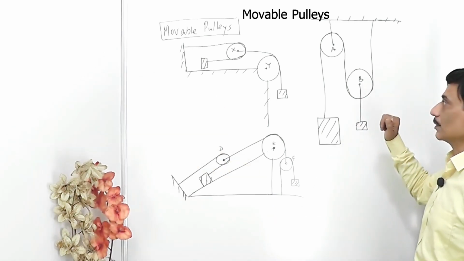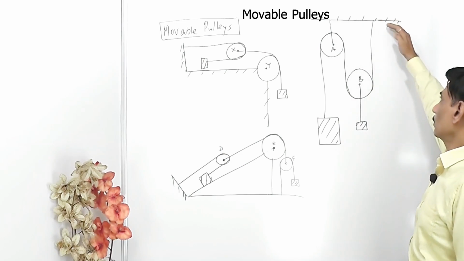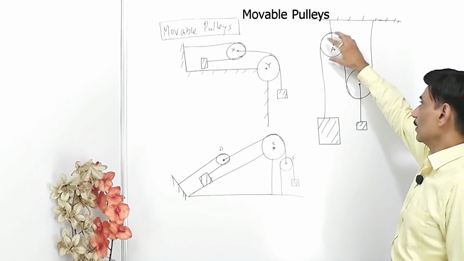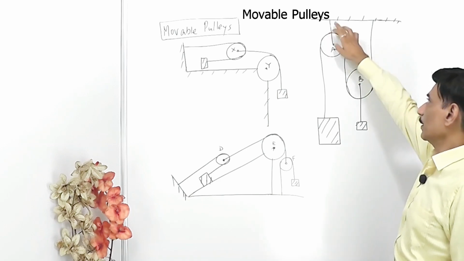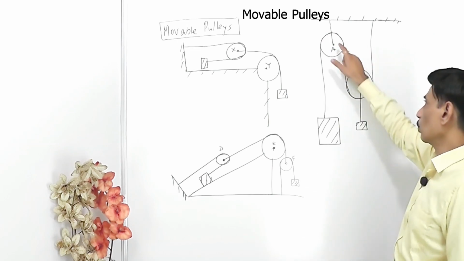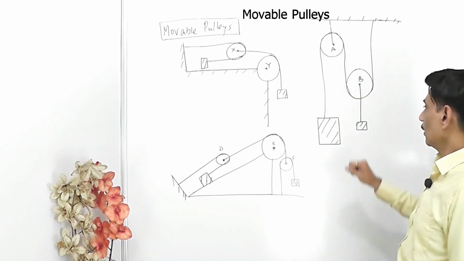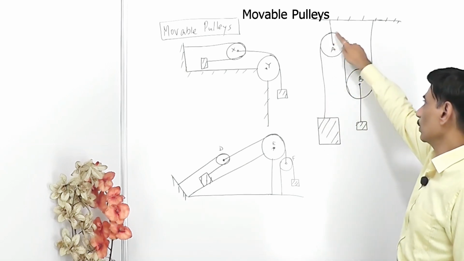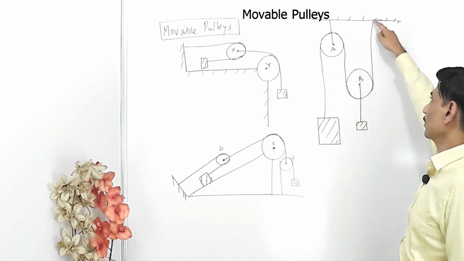Let's take this case. This is a fixed support. From this fixed support, a fixed pulley is hanging. That is, it can only rotate. It is fixed to the fixed support, so it can only rotate. So this is what we call a fixed pulley. String is going over here, the mass is there. So the string goes like this and it is fixed over here.